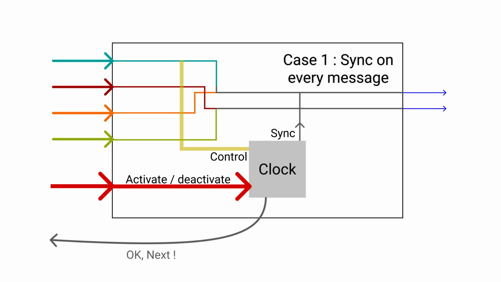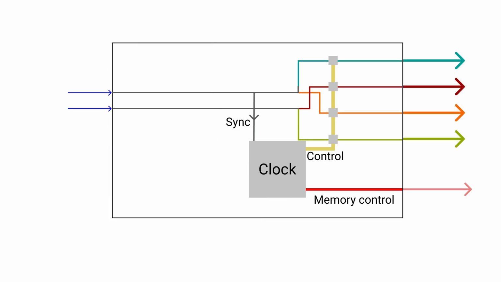The first case, which I find the easier one to make, is a sync on every message. So every time we send something, we send a sync before sending them. This allows us to send a zero, because if I send a sync and then nothing, it means that I've sent a zero. And so in this case, on the receiver side, we don't need to change anything. All we need to do is to change the clock into a timer.